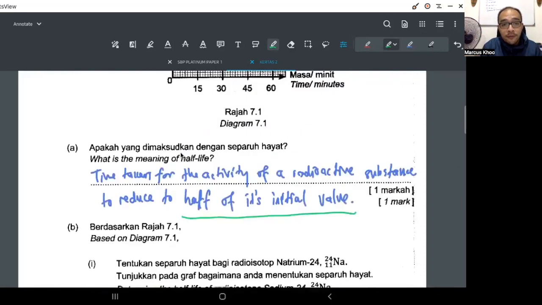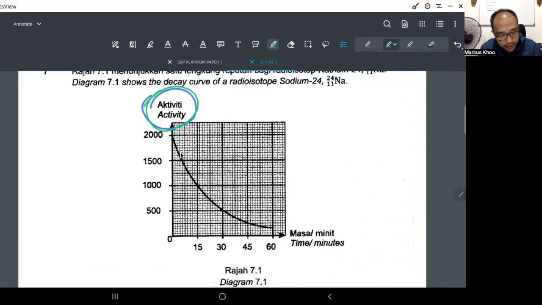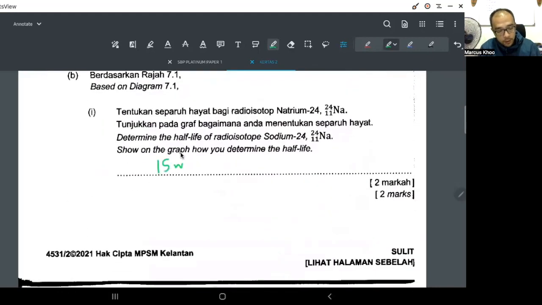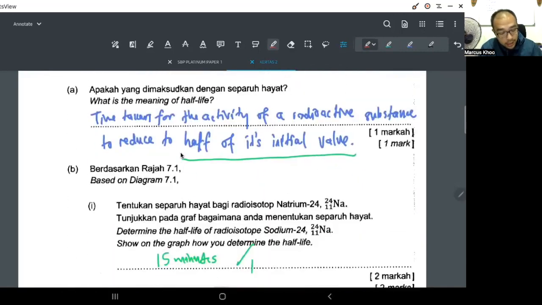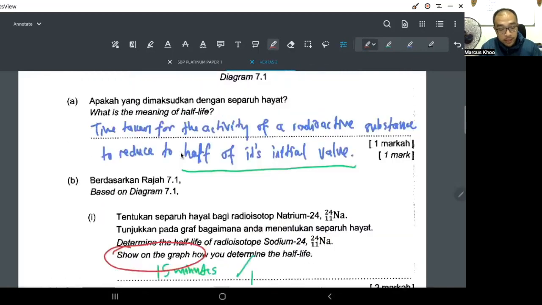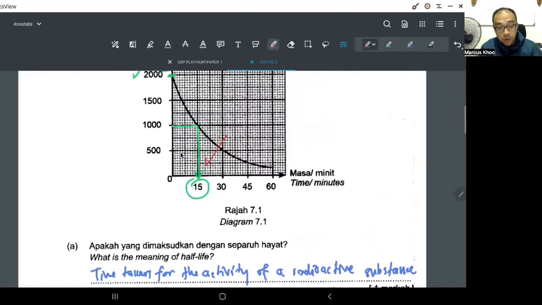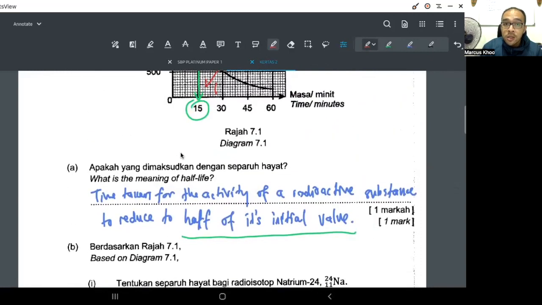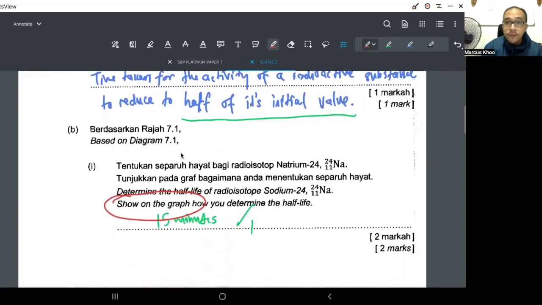So, determine the half-life. You need to know the starting value. Starting is 2000, so half of 2000 will be 1000. So you draw the graph, and you find that the half-life is 15 minutes. This will be 1 mark, and obviously the question says show on the graph how you determine it. So never miss an opportunity to show on the graph, otherwise you're going to lose that 1 mark. And of course make sure you write the correct unit. Don't just write 15 what. 15 ringgit, 15 cent, 15 seconds, no, 15 minutes.